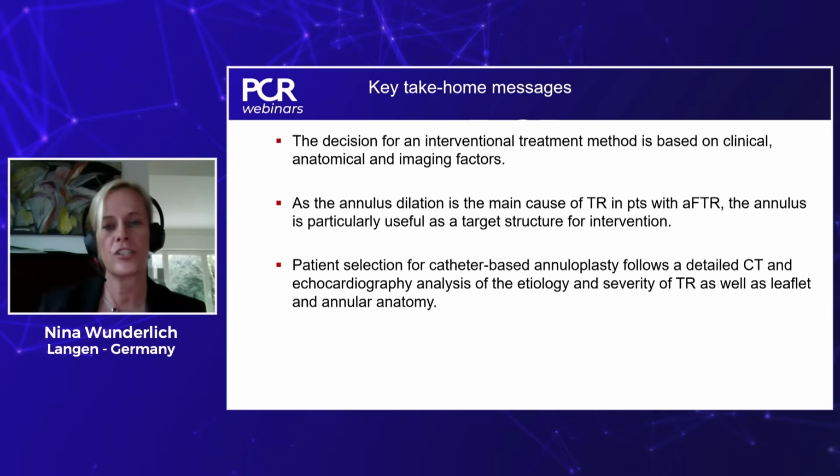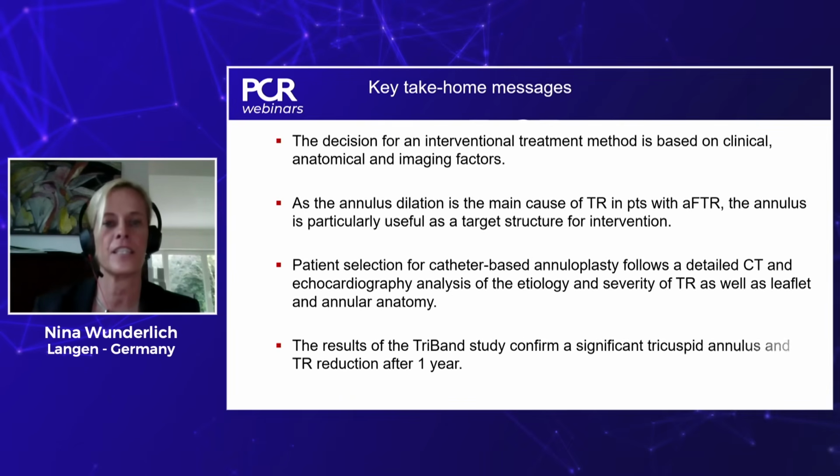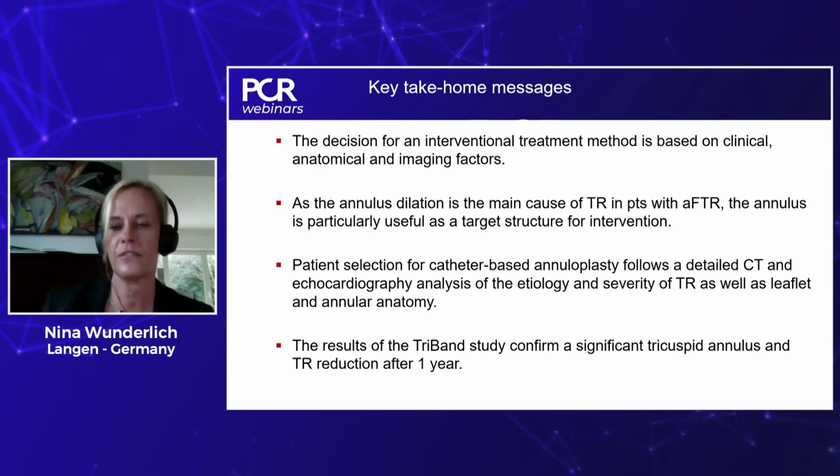So the patient selection for catheter-based annuloplasty follows a detailed CTA and echocardiography analysis of the etiology, the severity of the tricuspid regurgitation, as well as the leaflet and annular anatomy. And the results of the TRIBAN study confirm a significant tricuspid annulus and TR reduction after 1 year.